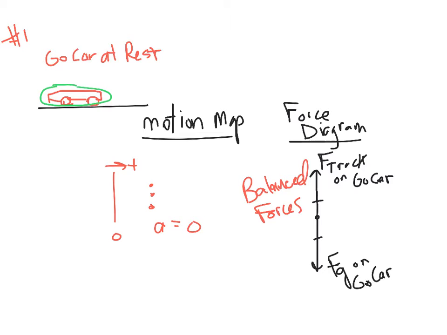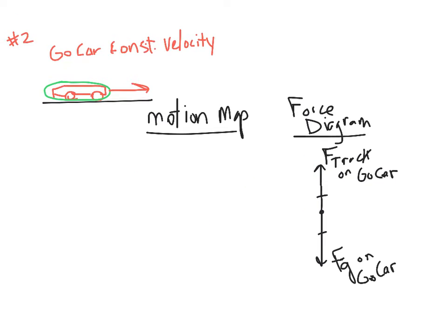Now, let's take a look at scenario 2 and see what that should look like. So for scenario 2, we had the go-car that was traveling with a constant velocity across the track. Constant velocity. So what does the motion map look like for a constant velocity? Now remember, you were supposed to have done this for class today. So the motion map for the go-car should look like this.